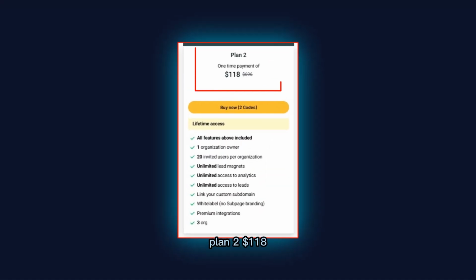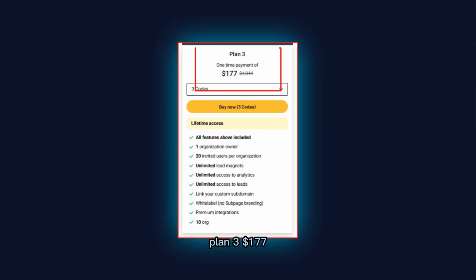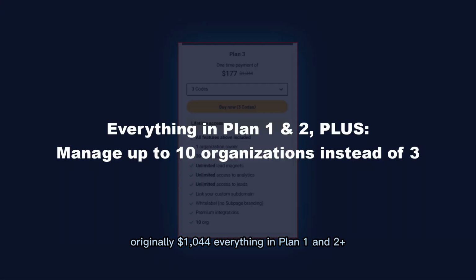Plan 2, $118, originally $696. Everything in Plan 1, plus, manage up to 3 organizations instead of 1. Plan 3, $177, originally $1,044. Everything in Plan 1 and 2, plus, manage up to 10 organizations instead of 3.